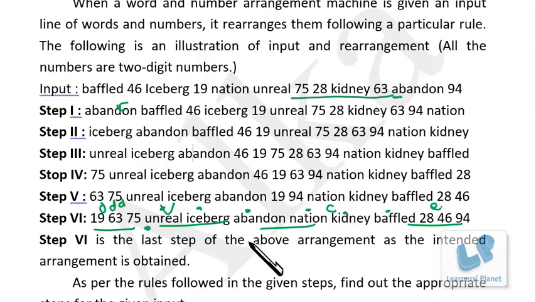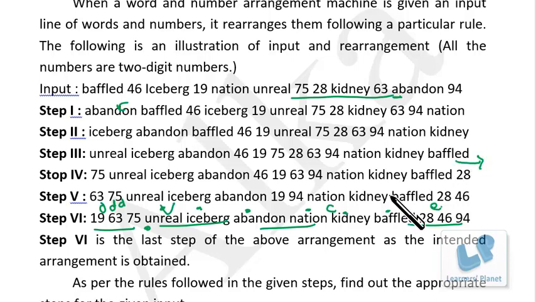Then in the second step you can see before A, I is coming. So I and A, and after nation, kidney is there. So kidney is taken to this place, right? And in the third step, the word starting with U is coming, and the word starting with B is coming at the last, right? So till here, the words are arranged.